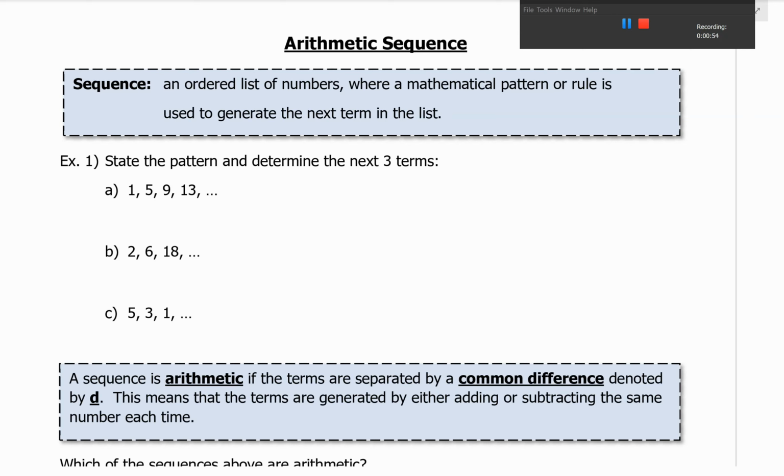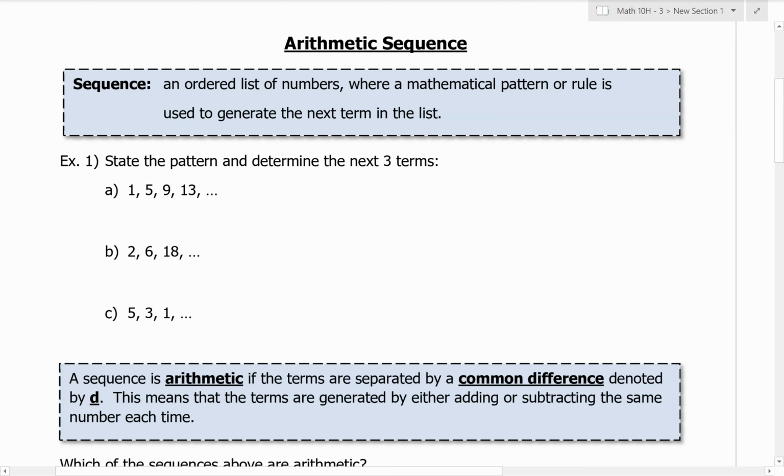Here are three sequences. Let's take a look and find out what the patterns are. The first one says 1, 5, 9, and 13. Hopefully you can see clearly this is going up by 4 each time. So it's increasing by 4. The next three terms will be 13 plus 4 is 17, 17 plus 4 is 21, 21 plus 4 is 25. That would be the next three terms for part A.